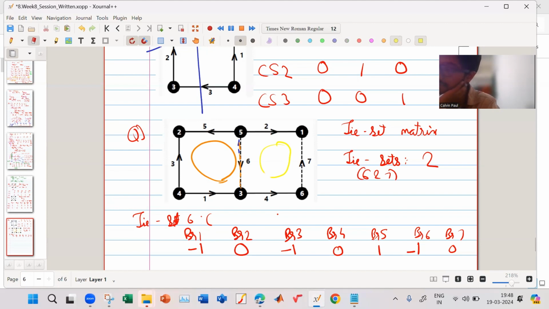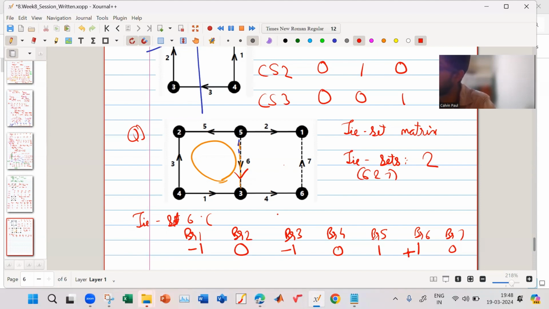So this is my tie set 6. Now, depending on the link direction, that is the direction which I must consider. So this is my direction. So the direction then is clockwise. So now you tell me what will be. First thing is your 6 will always be positive. Your link will always be positive. So 6 is positive.